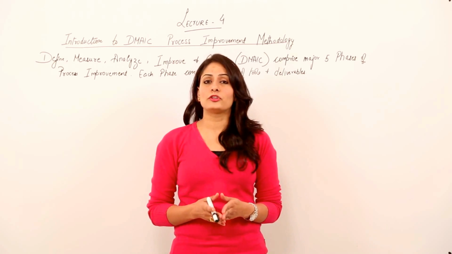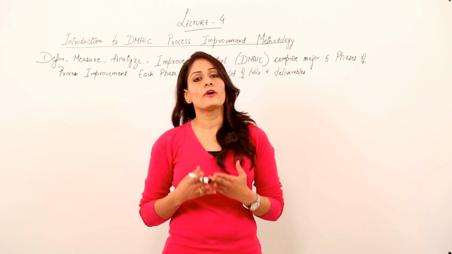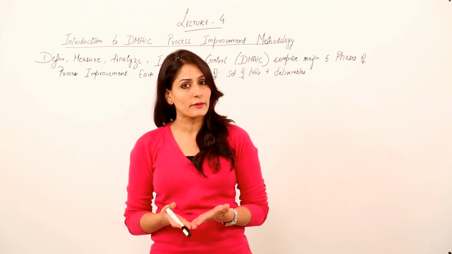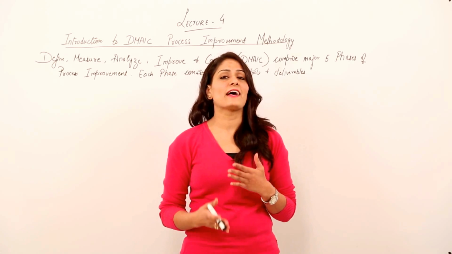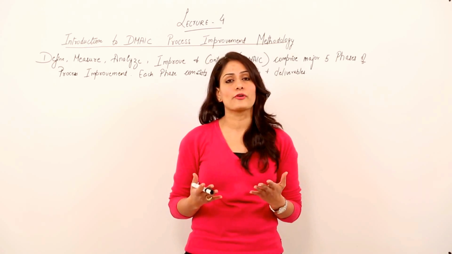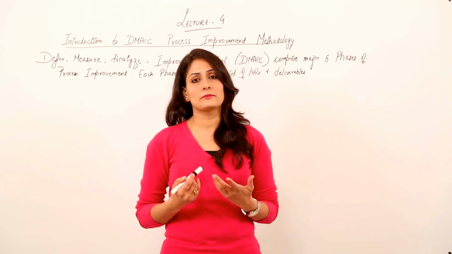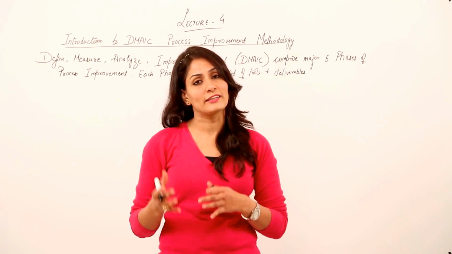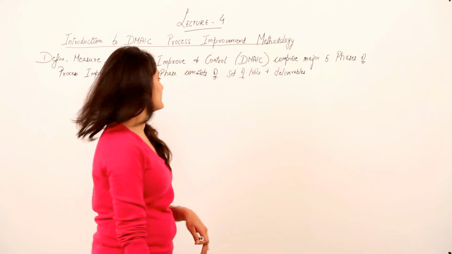Define, measure, analyze, improve and control are the 5 major phases of process improvement, and each phase has its set of tools and deliverables. Now if you would ask me what is DMAIC, I would say that it is an amalgamation of scientific methods and PDCA cycle.